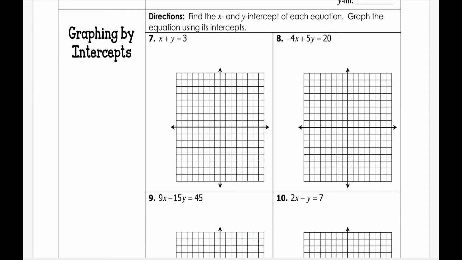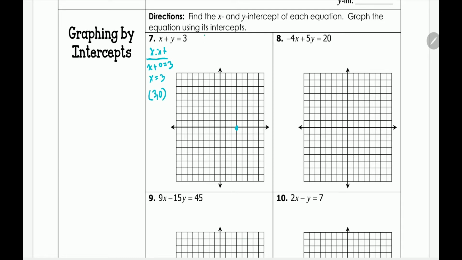With this, we have x plus y is equal to 3. To find the x-intercept, we're going to set y equal to 0. So we have x plus 0 is equal to 3. Well, that's just x is equal to 3. So the point for the x-axis is going to be (3, 0). So let's go ahead and graph that. So (3, 0).